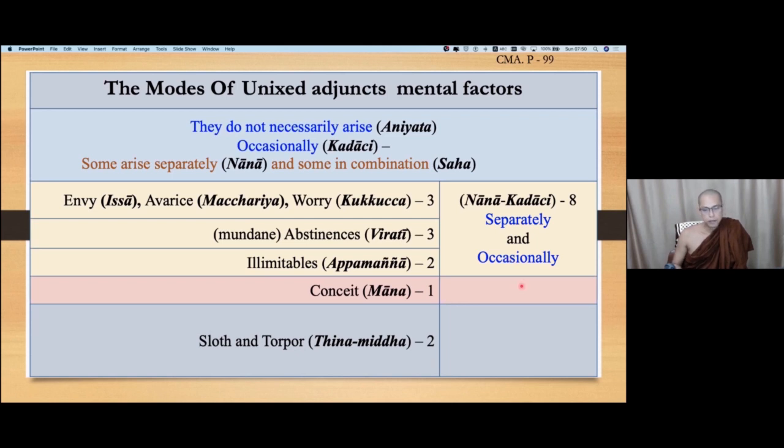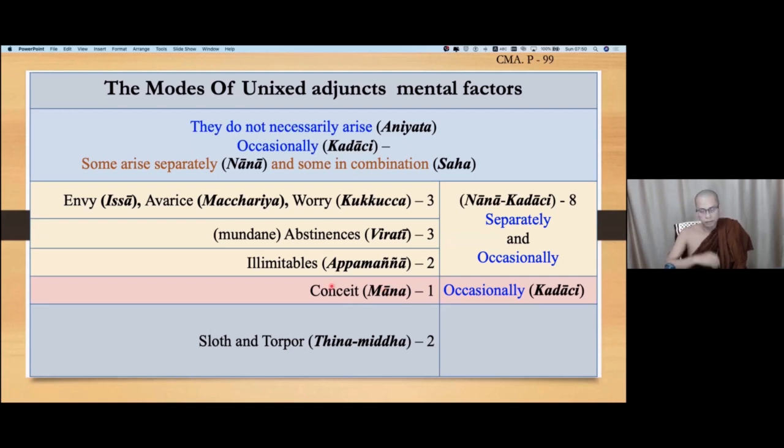Then mana. Because mana consists of only one type, only one factor, we cannot say separately, but we can say only occasionally. Because mana arises with the four greed-rooted consciousness dissociated from wrong view. It does not necessarily arise whenever these four types of consciousness arise. That is why mana arises occasionally.